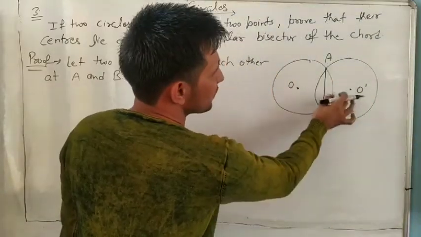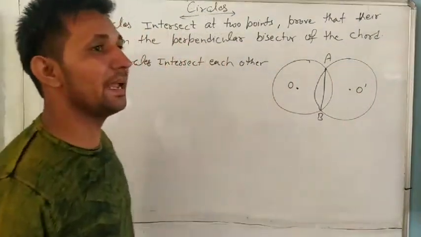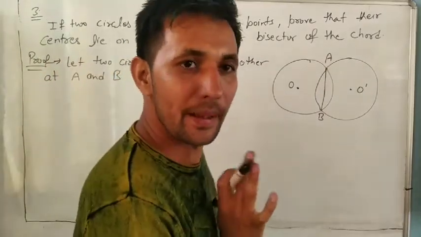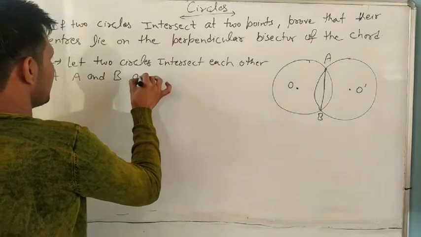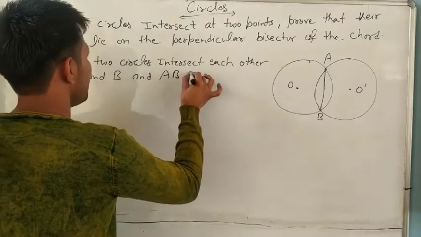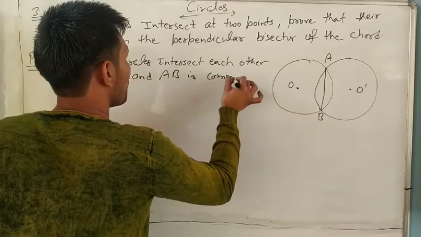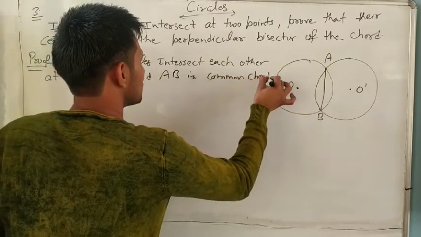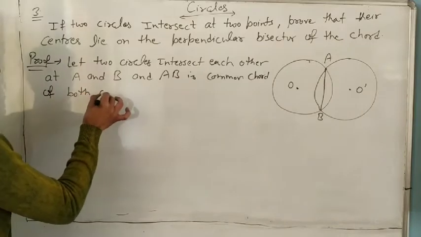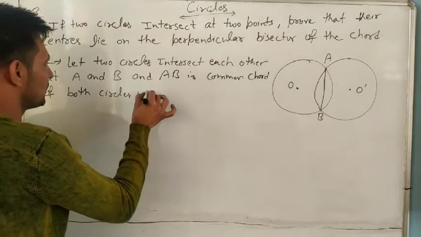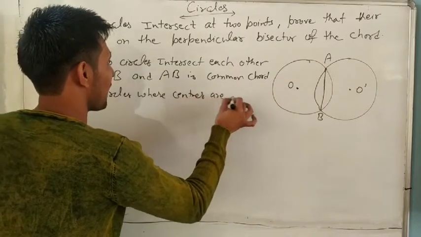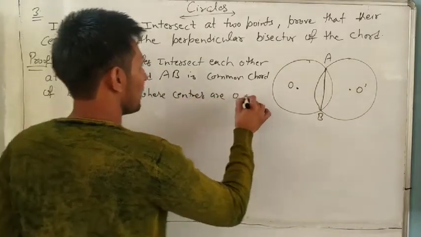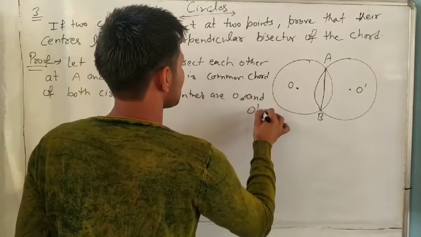If we rub this one, it means it is the chord of this one. So AB is the common chord of both circles. You can write: AB is a common chord of both circles whose centers are O and O dash.